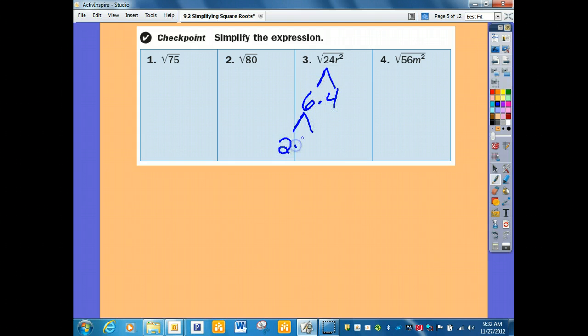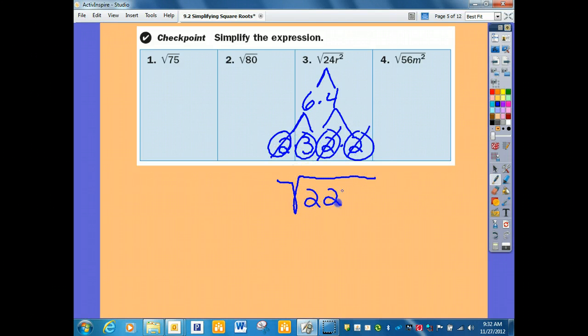So 2 times 3, those are prime, I'm done. The 4 is 2 times 2, good. All right, now I've got 3 2s and a 3. Is that all I need to put in there? Am I done? No, brilliant. What do I have to put in there? We can't forget our lonely variables up here, r squared. That means I have 2 r's, r times an r.